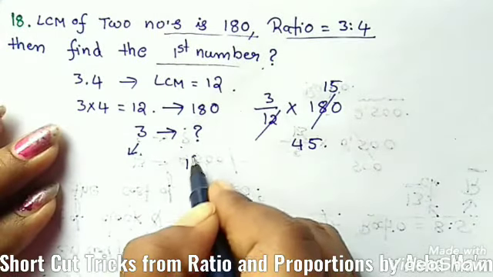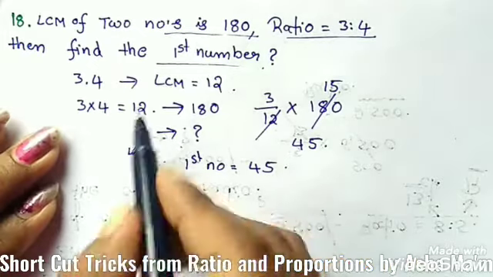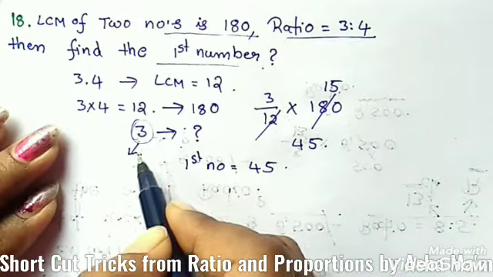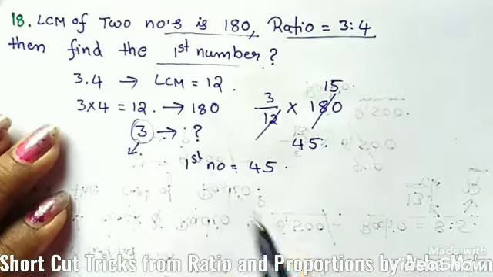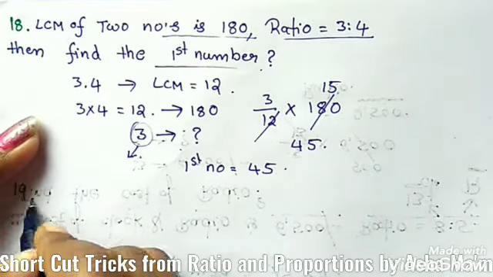So the first number is 45. Second number means if you keep here instead of 3, if you place 4, then you will get the answer. That is only the second number. Right. Let us see the example 19.